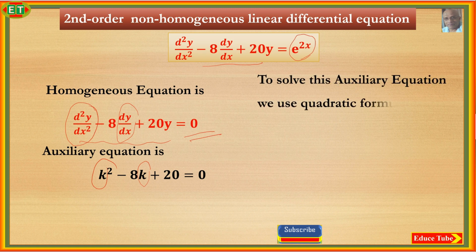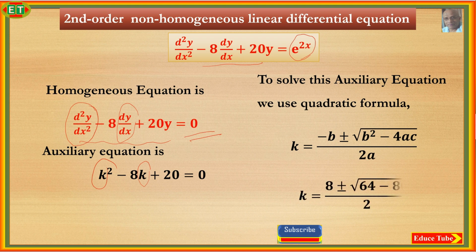what do we get? We found that we have to use the quadratic formula to solve this. What is the quadratic formula? This one. It comes from the quadratic equation. So this is the quadratic equation, and we get this formula. Now putting the values of a, b, c, we get it in the form like this: 8 plus minus square root of 64 minus 80 divided by 2.